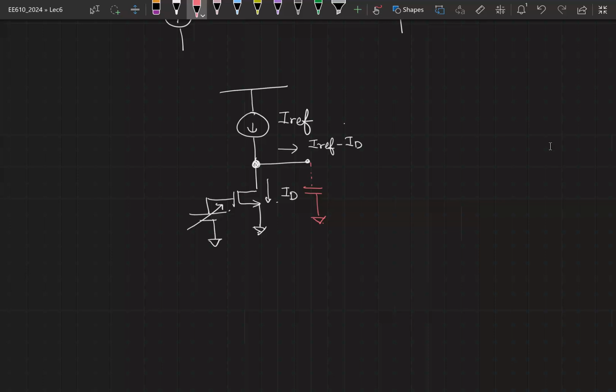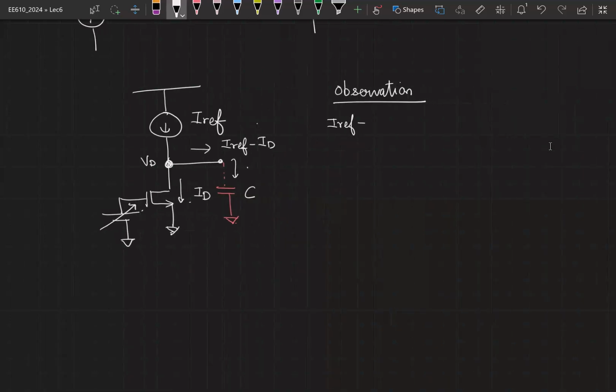Anytime you take a circuit with wires, every node is going to have some parasitic capacitance associated with it. So this is not a very absurd thing to imagine, but let's imagine a very infinitesimally small capacitance connected to this node, and this difference current is flowing into that capacitance. So now if IREF minus ID is positive, you have a positive current flowing into the capacitor, and the node voltage at the drain is increasing. So again, your observation is IREF minus ID is greater than 0 and your drain voltage is increasing.